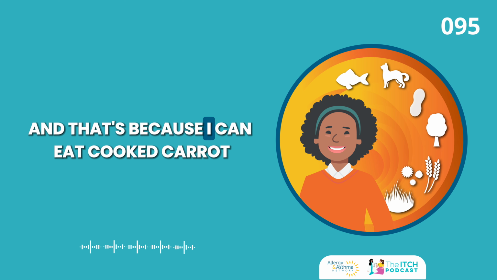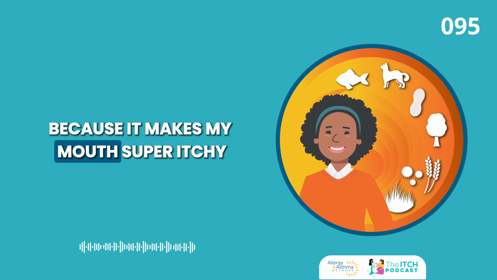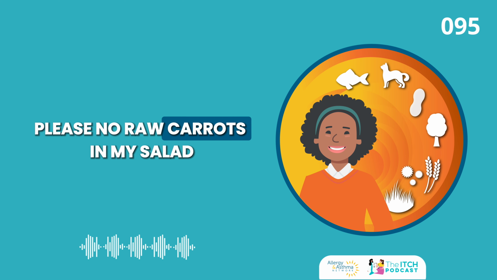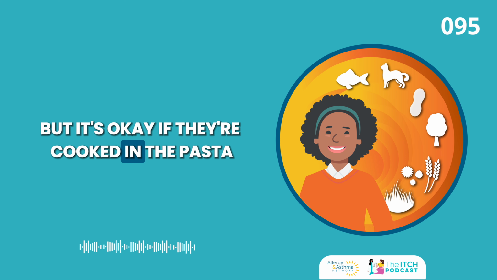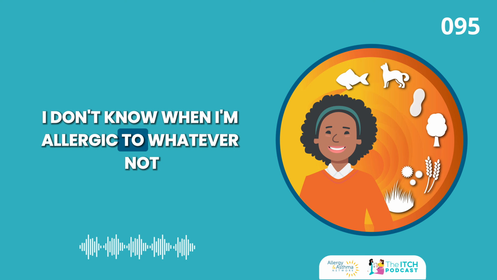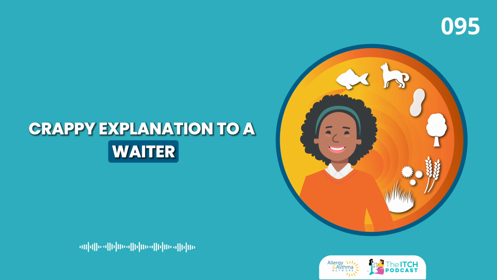And that's because I can eat cooked carrots, but I can't eat them raw because it makes my mouth super itchy. So I always tell restaurants, please, no raw carrots in my salad, but it's okay if they're cooked in the pasta. And they look at me like I'm crazy. And I'm like, yeah, I don't know. One I'm allergic to, one I'm not, and it's something to do with protein. Can you explain a little bit better than my obvious crappy explanation to a waiter?